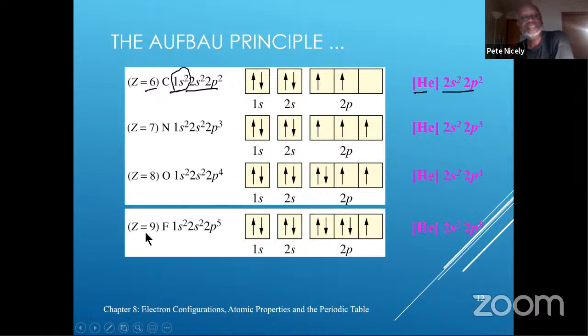And then the next element is fluorine. To get from oxygen to fluorine, we add an electron to the 2p sublevel. This would be the result, which means that the electron could be added to this or this. The result is this here.